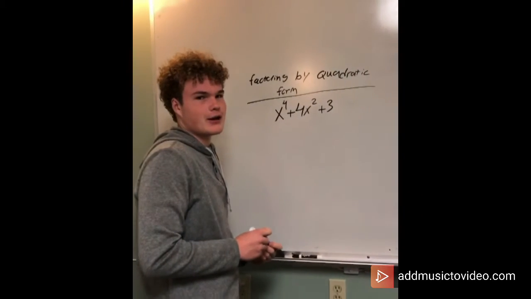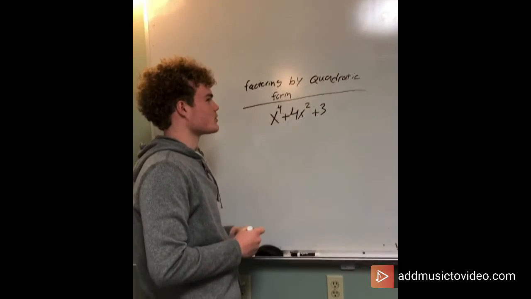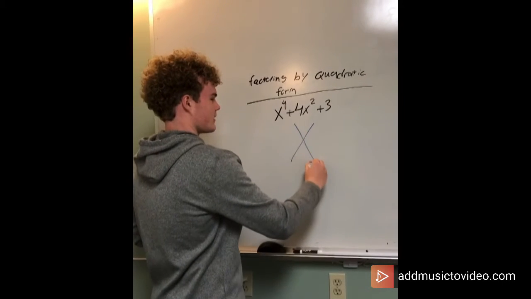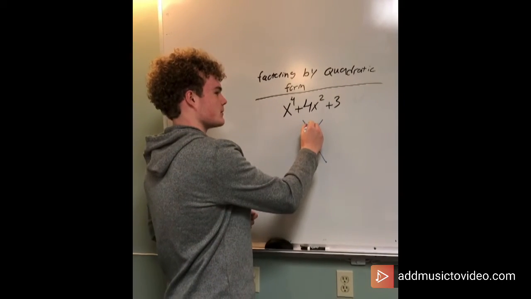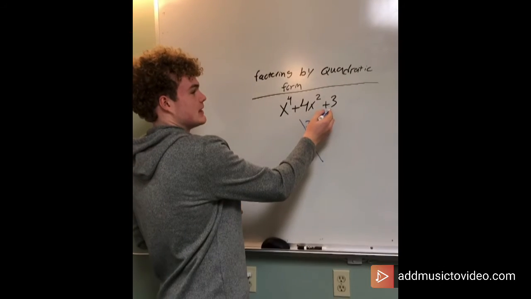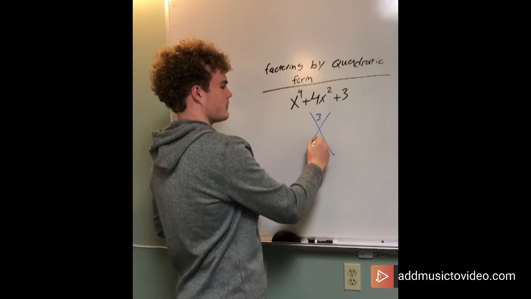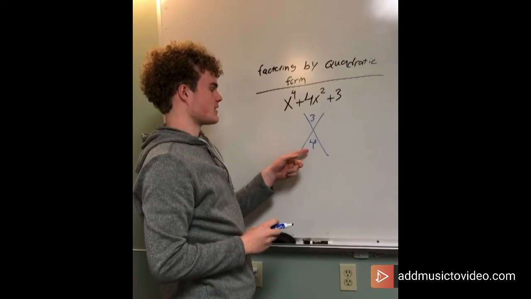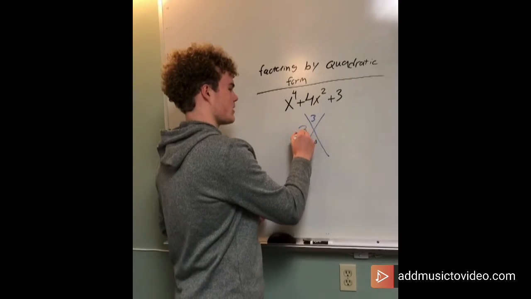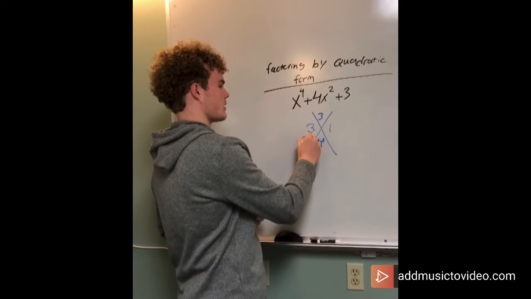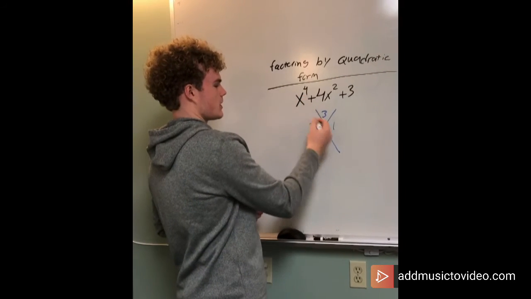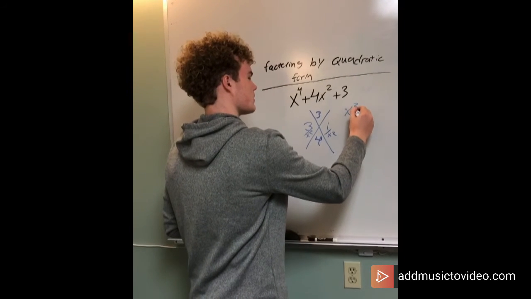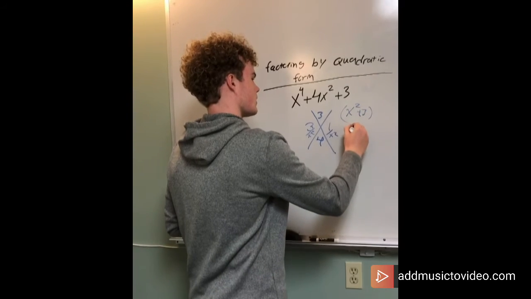To factor a problem using quadratic form, first you would make your x factor. You would put the 3 up top because a times c is 3, and 4 at the bottom. And then you see what multiplies to get 3 and adds to get 4, so that would be 3 and 1, divided by x squared. The answer would be x squared plus 3 and x squared plus 1.